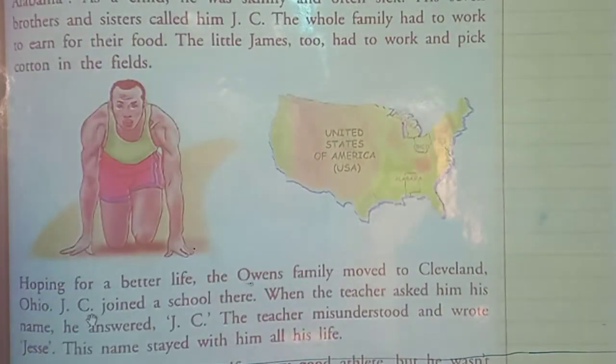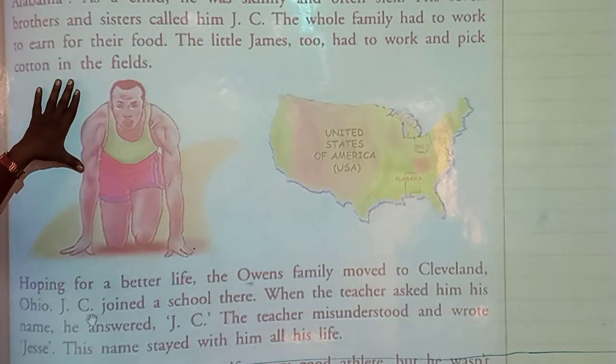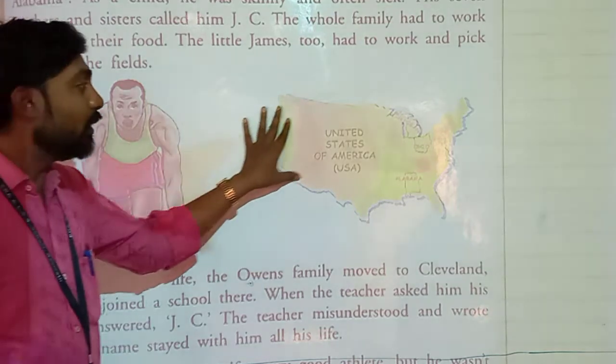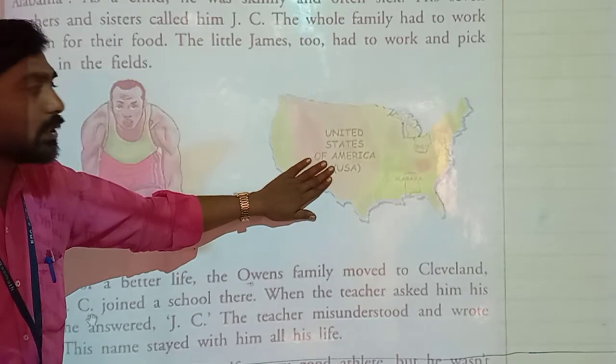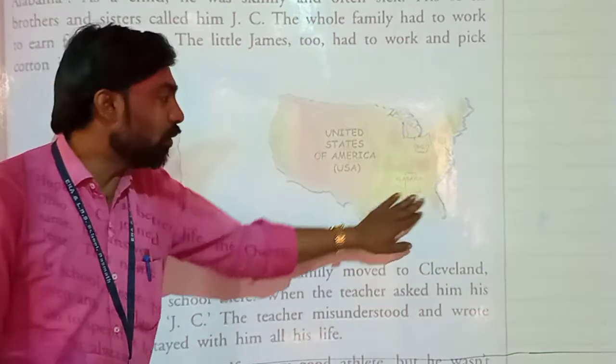You can see here is JC, and this is the map of the United States of America, USA. Here is Alabama. Okay.